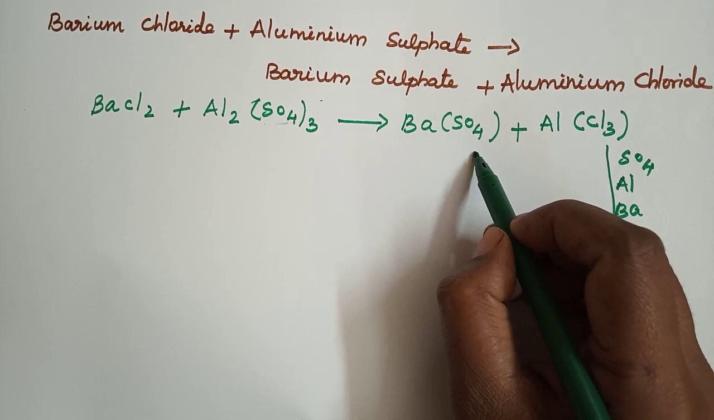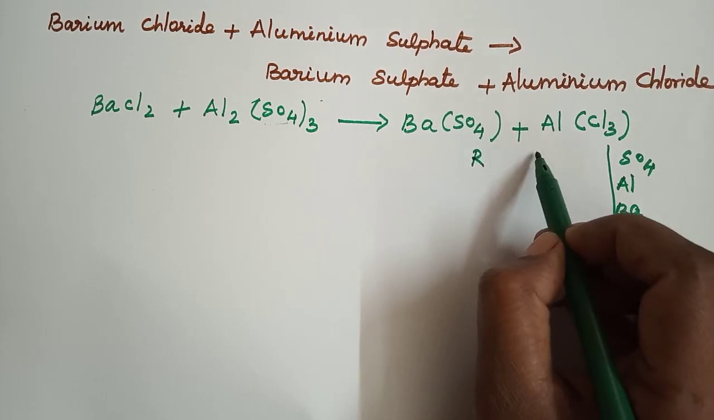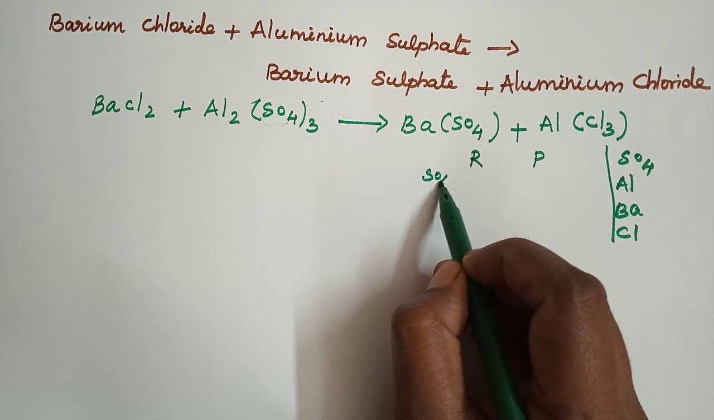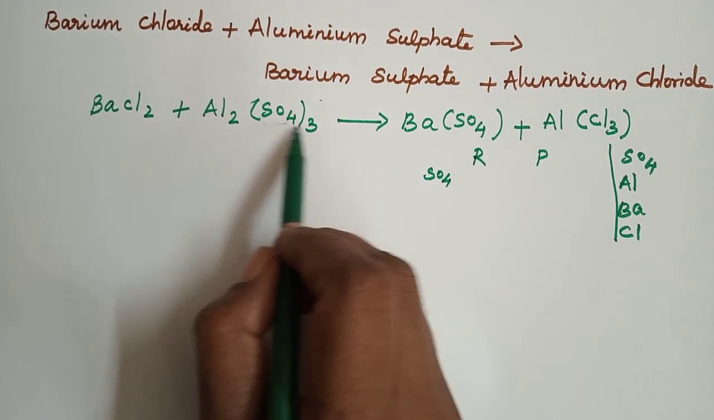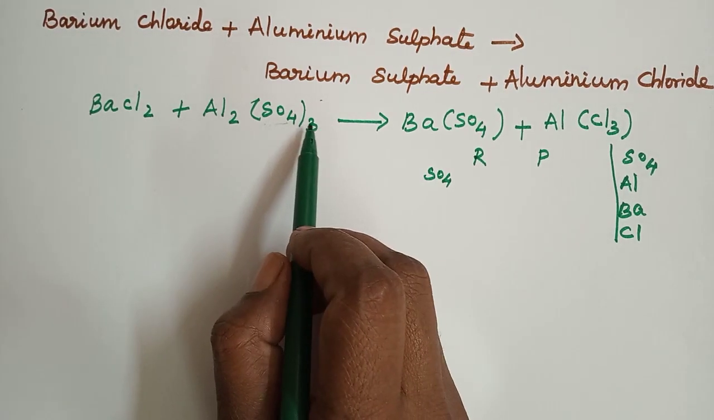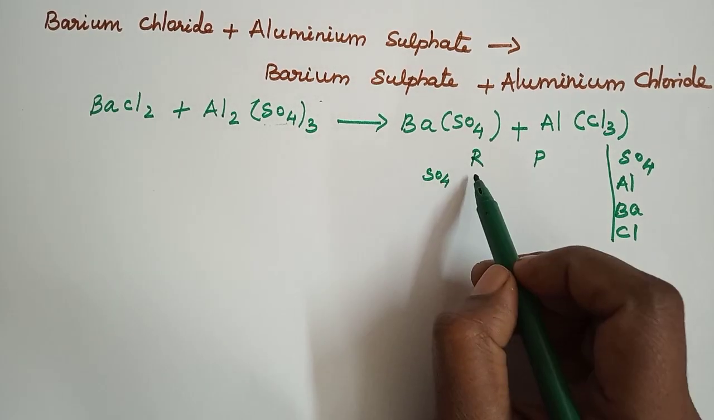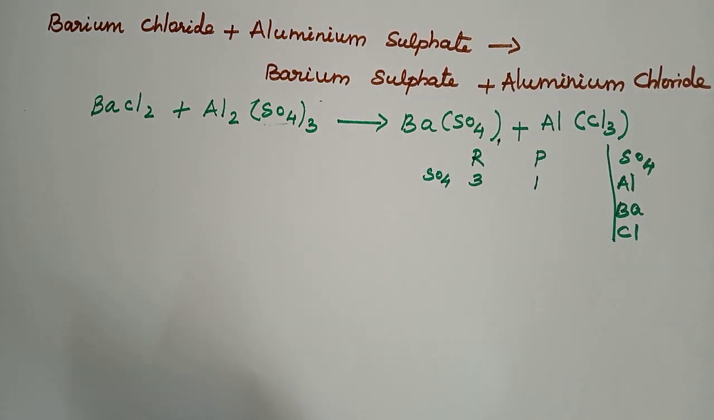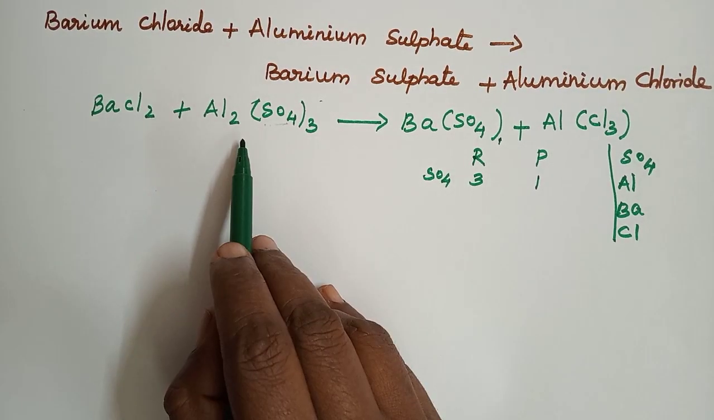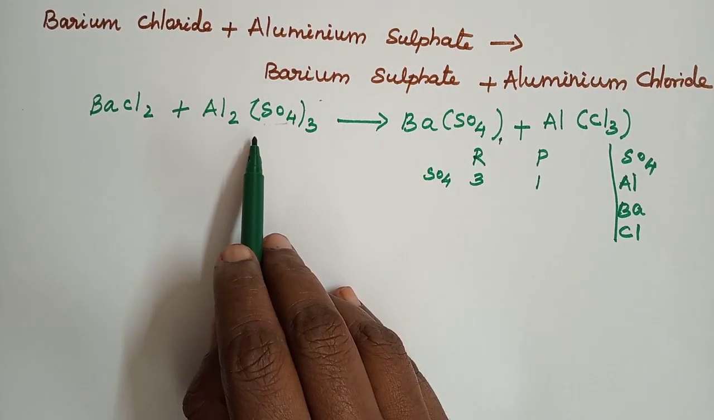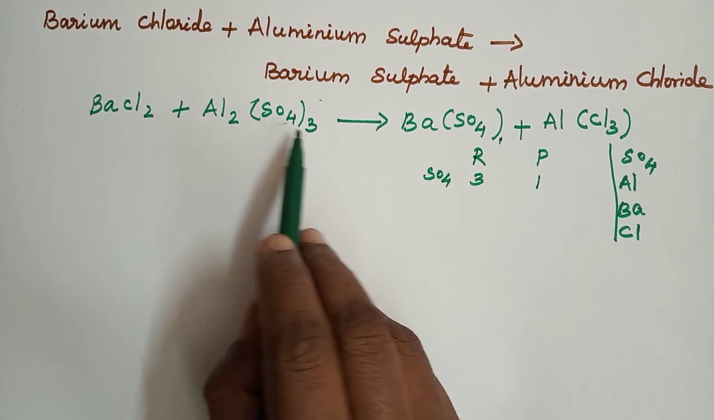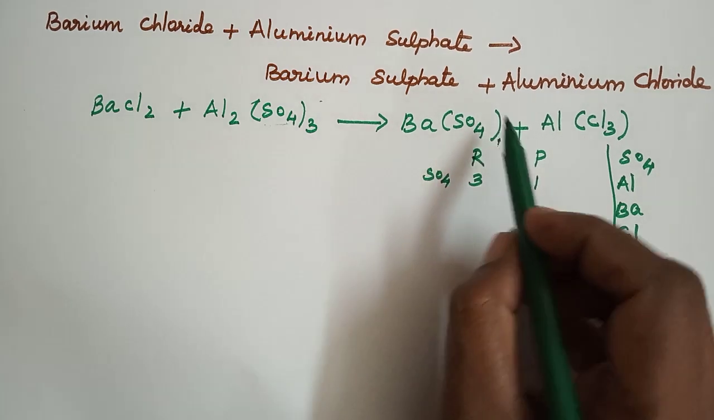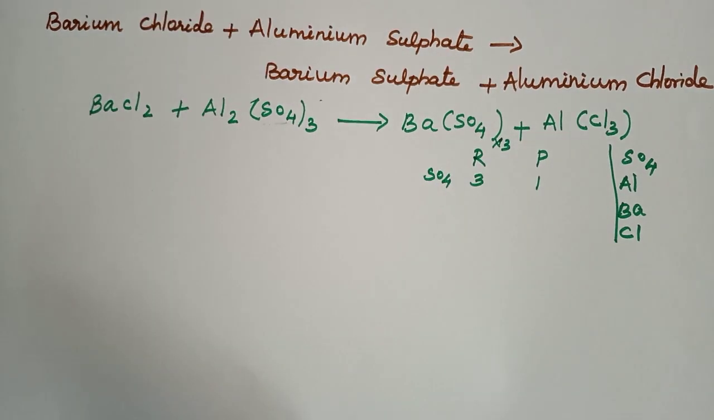First we will see reactant side, product side. First we can write SO4. How many SO4 we have? Here we have 3 SO4. Yes or no? Right hand side, how many we have? 1. Understood? So this side also we need 3 SO4. For that what we can do? We can multiply with 3 inside.